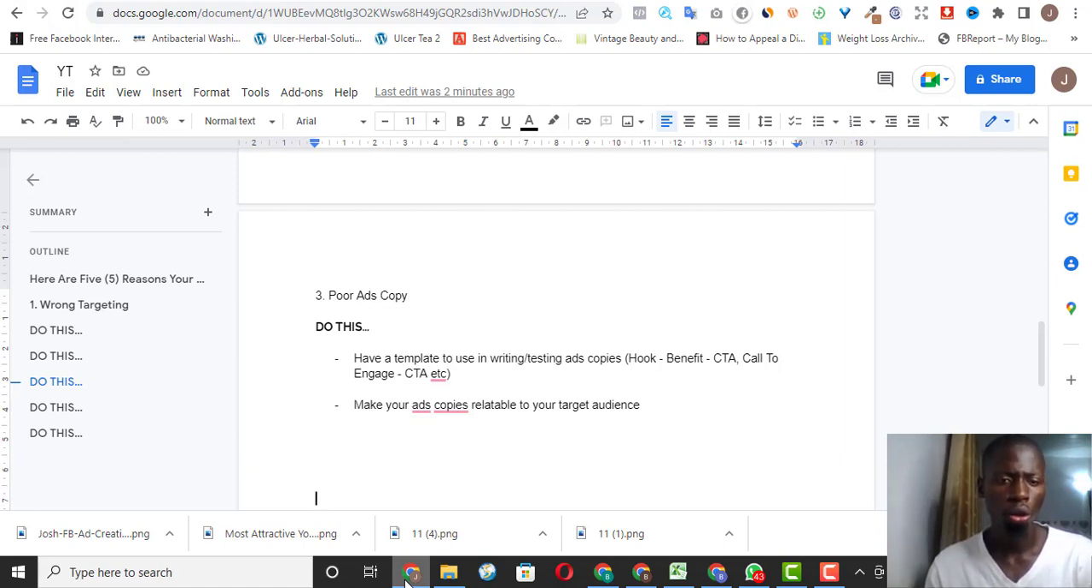Okay, so you want to learn how to write good ad copy. If you are writing an ad copy, make sure your ad copy has the following tips. One of the things you can do is make sure you have a good template that you use to write ad copy for yourself. Okay, and one of the best templates I use is the hook, benefits, and the call to action.